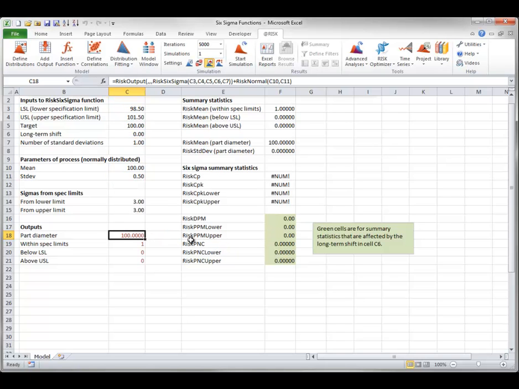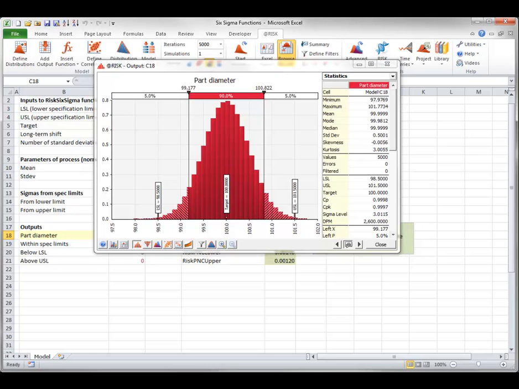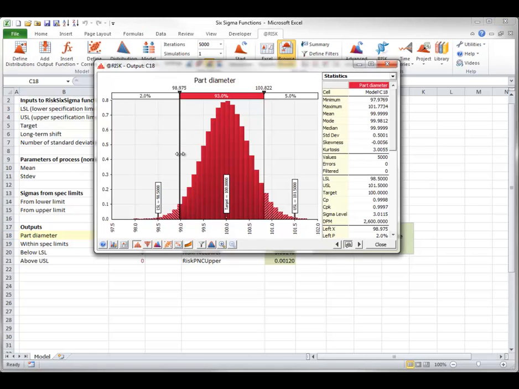This addition of the property function has 2 consequences. First, when you run the simulation and then browse the part diameter cell, you will see the LSL, target, and USL superimposed on the graph. There they are. And I will move the sliders so that they are at the specification limits. As you can see, there are very few defectives.